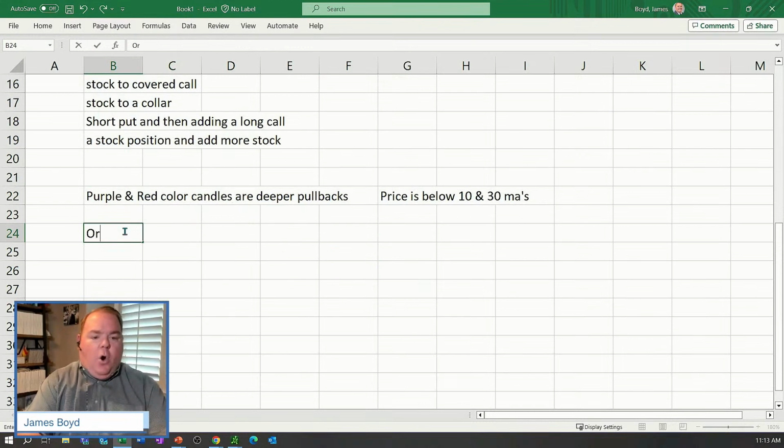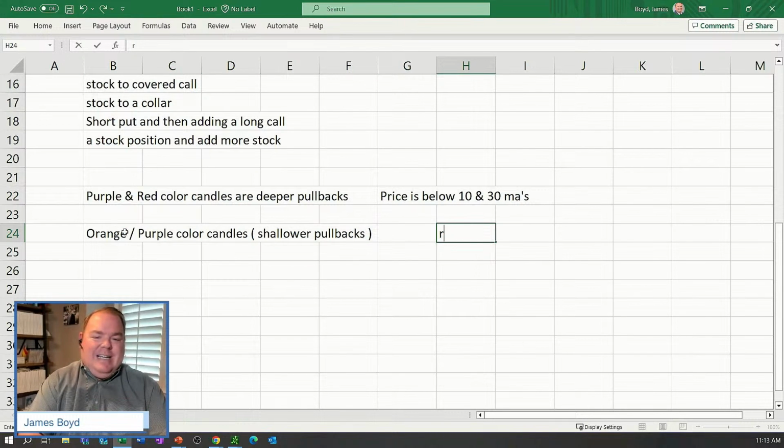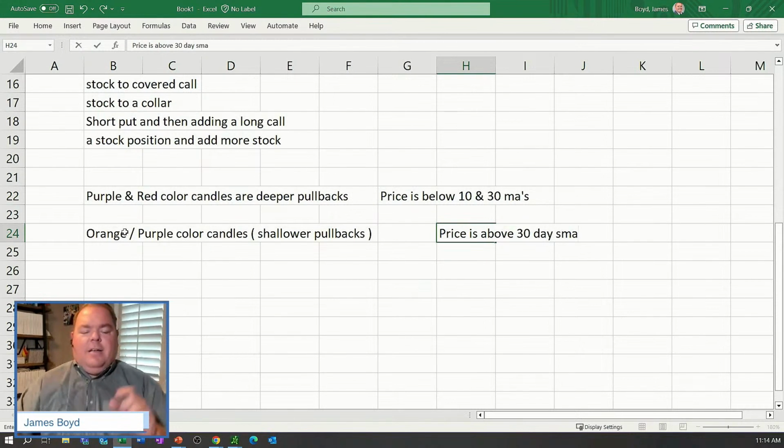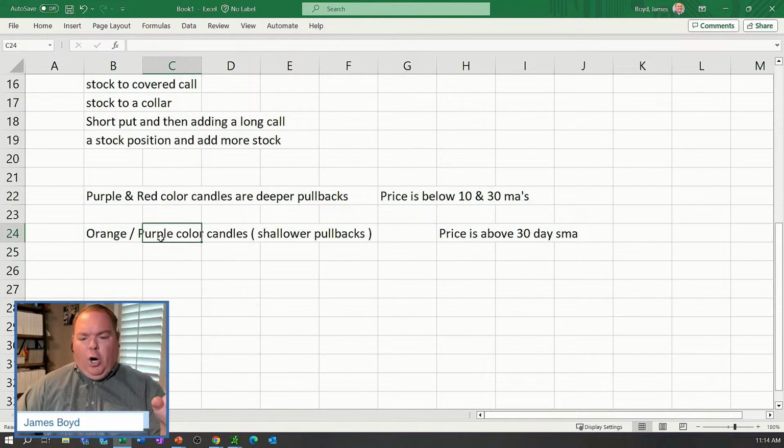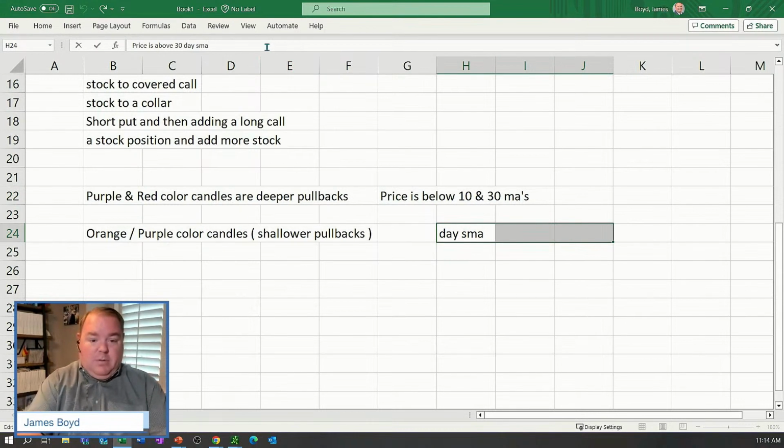Now, if we saw orange and purple colored candles, these are shallower pullbacks. This means in this case that price is above the 30-day MA, and we're talking about the SMA. So if we get an orange or purple colored candle, the price is still above the 30-day SMA, but we have lost some momentum.